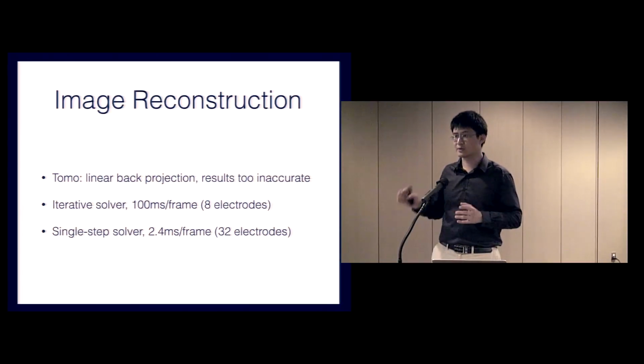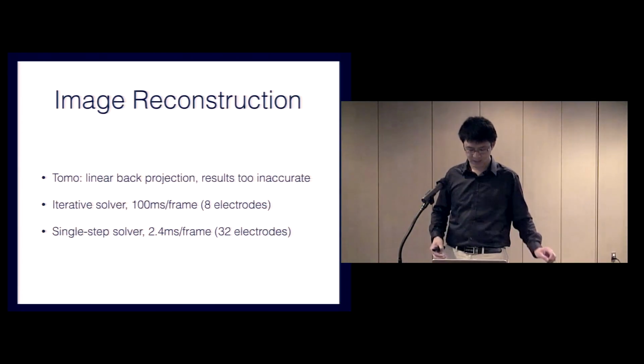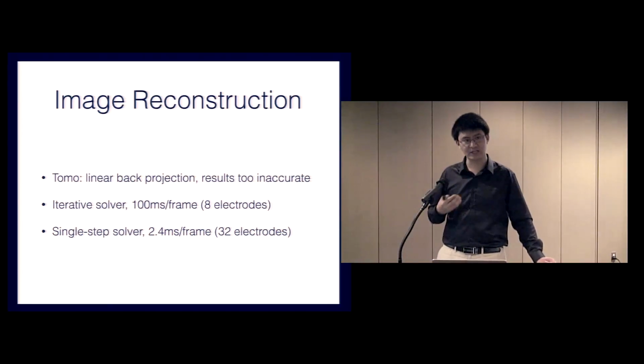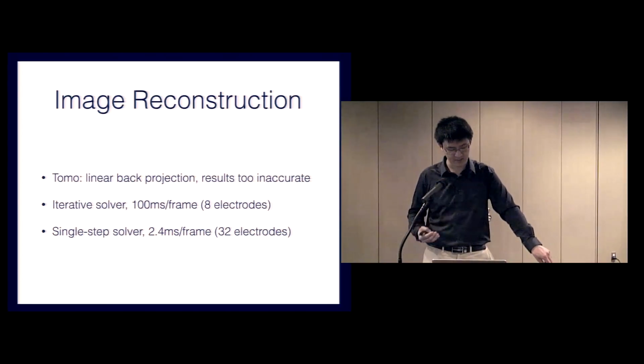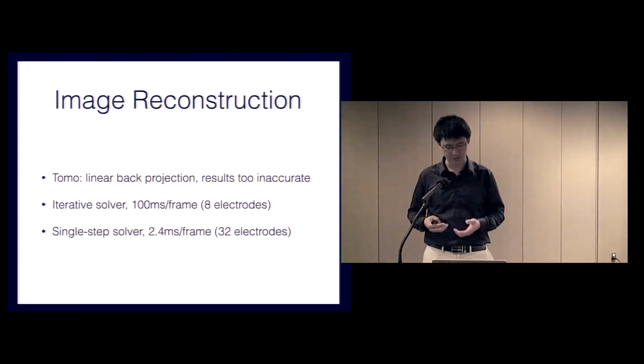The last factor to tweak is the image reconstruction algorithm. Now, this is very important, actually picking the right algorithm to solve this EIT problem. In Tomo, we used linear back projection, and that's quite simple to implement, but actually very inaccurate. It doesn't model the problem very well. The second and most accurate approach is to use what's called a Gauss-Newton image reconstruction.